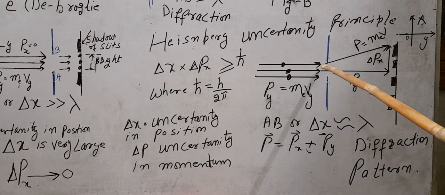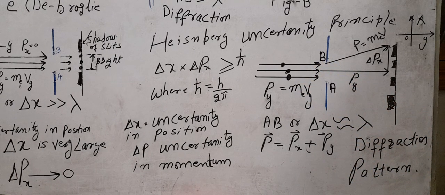Now consider the slit AB. The size of the slit AB is approximately equal to the wavelength of the light. Okay, as we have reduced the size of the slit AB, therefore we have reduced the uncertainty in finding the exact location of the electron. But on the other hand, according to the uncertainty principle, the uncertainty in the momentum of the electron must increase.